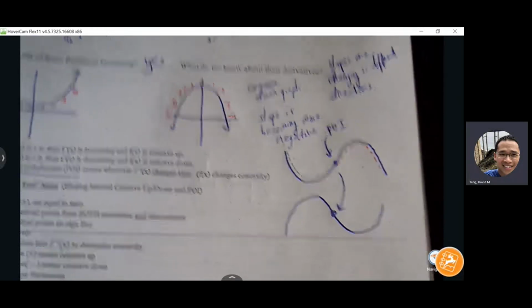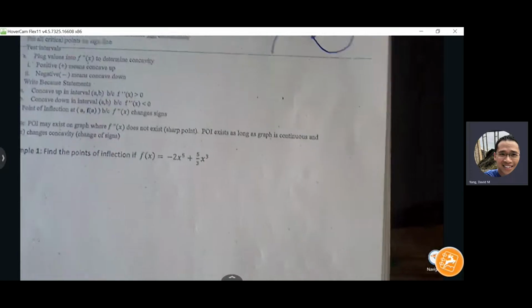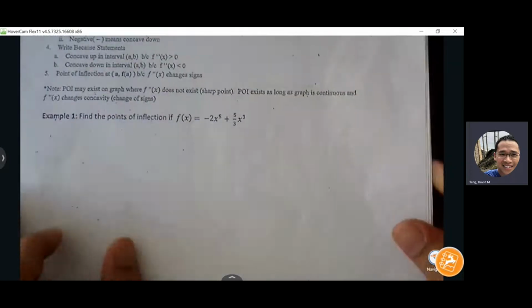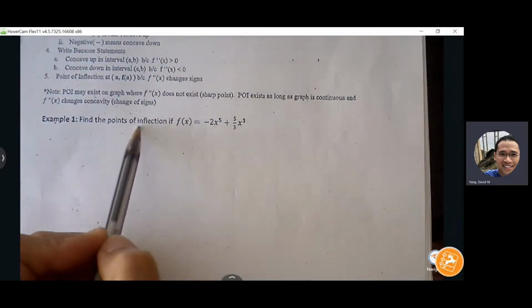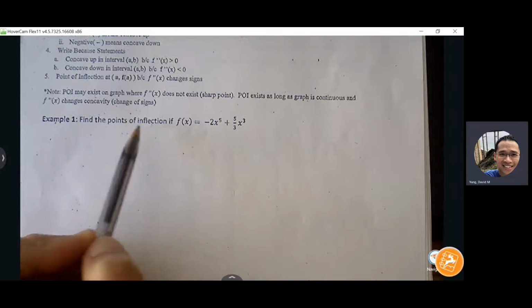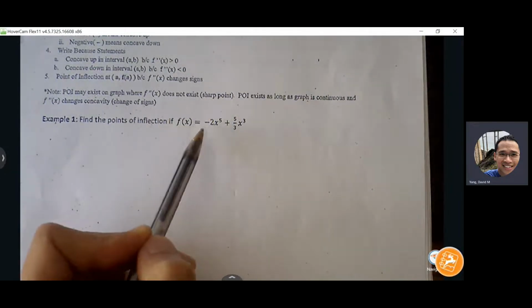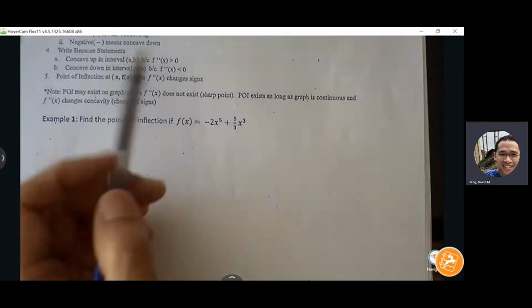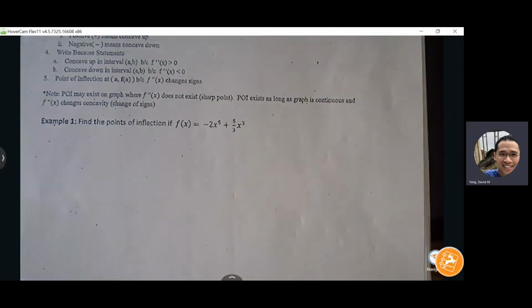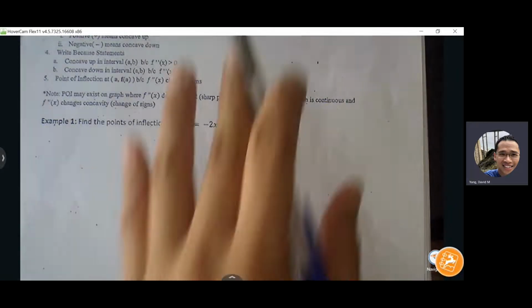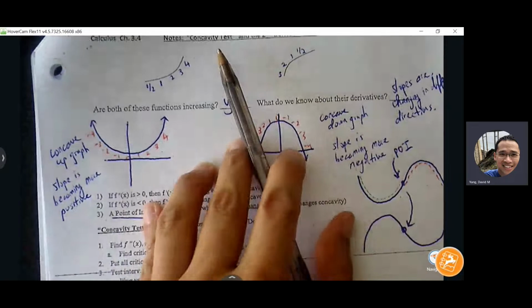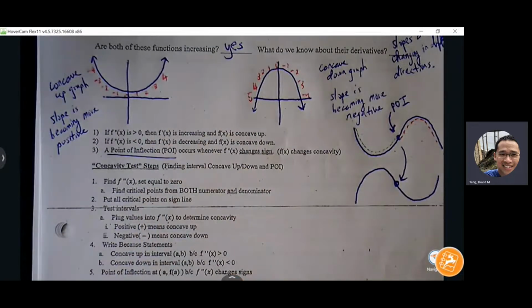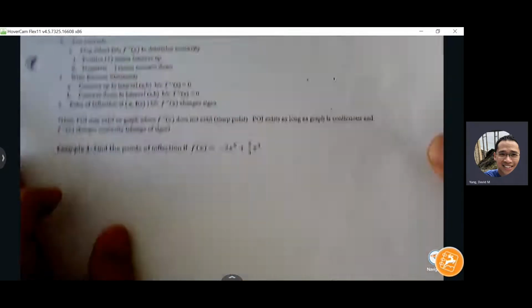So let's look at example 1. Example 1, we're going to gather points of inflection, but we're also going to gather intervals of concave up and concave down. All this is going to come from the second derivative function. So a lot of the process that we did with first derivative test is going to carry over to the second derivative test, or rather the test for concavity, but we're just doing everything from the second derivative perspective.